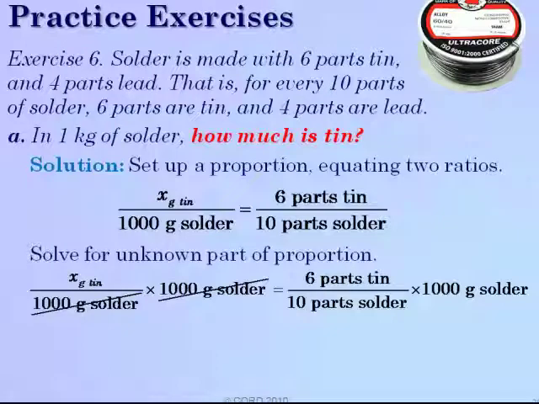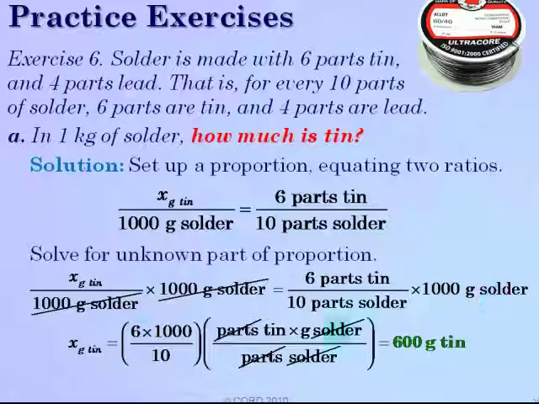And as you learned in your previous module about solving proportions, you can multiply both sides by 1,000. On this side, the thousands will cancel, leaving us with just the x that we're looking for. And on the right, we're going to have to multiply all these parts together. And so we're left with 6 times 1,000 divided by 10. And the parts cancel and the solder's units cancel, and we're left with grams of tin. 600 grams of tin.